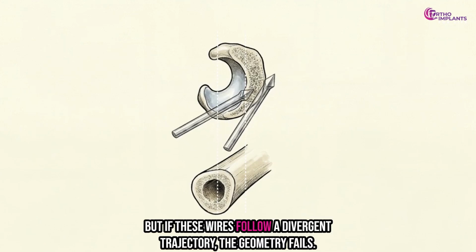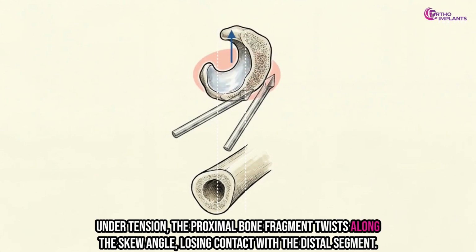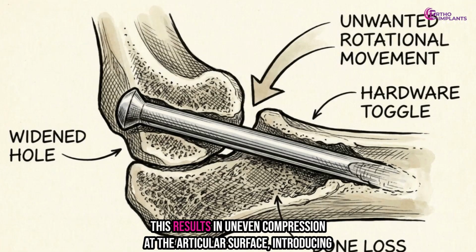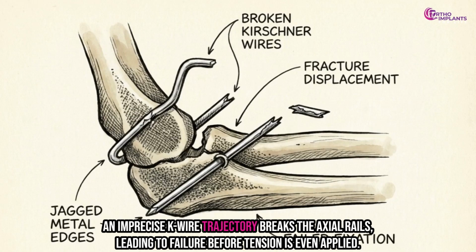But if these wires follow a divergent trajectory, the geometry fails. Under tension, the proximal bone fragment twists along the skew angle, losing contact with the distal segment. This results in uneven compression at the articular surface, introducing rotational instability and hardware toggle. An imprecise K-wire trajectory breaks the axial rails, leading to failure before tension is even applied.